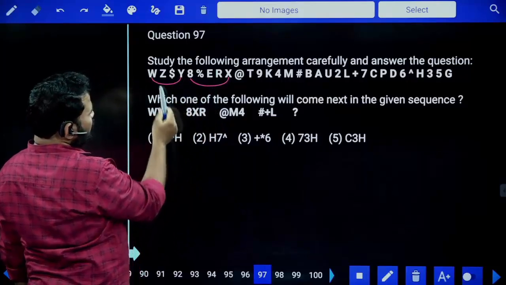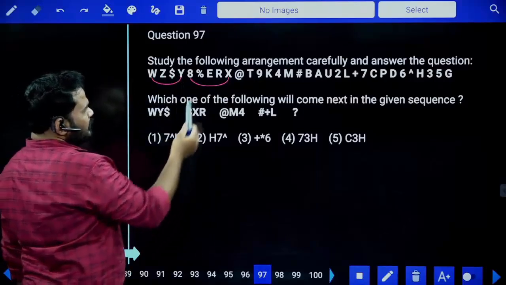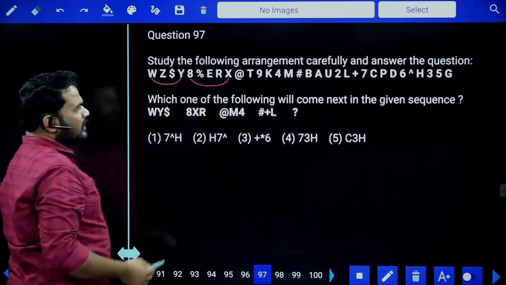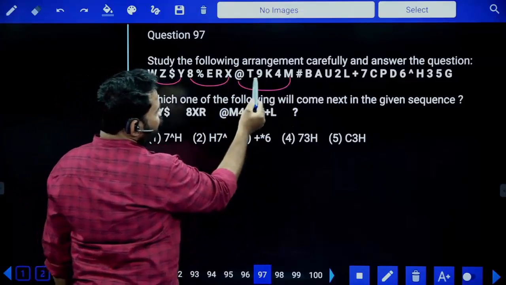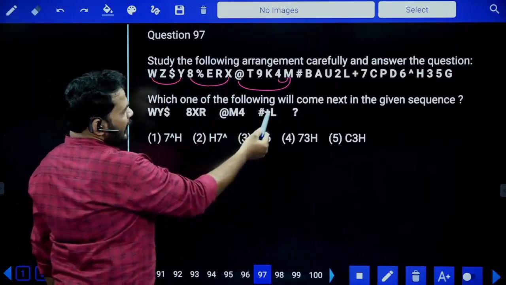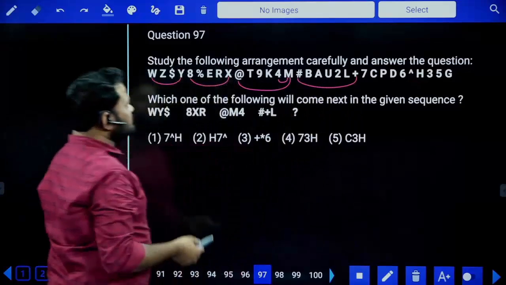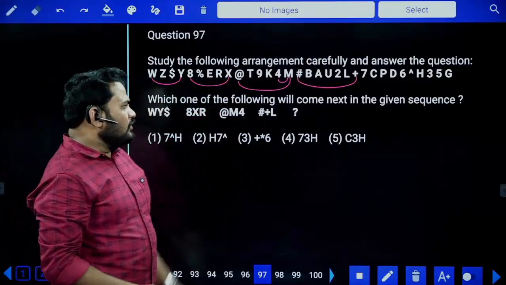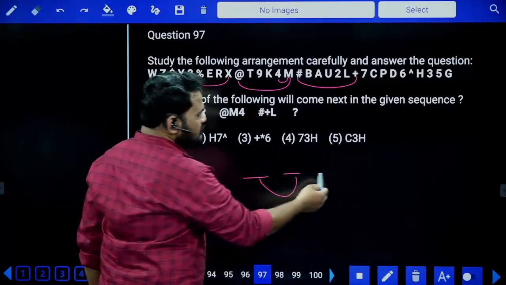Here we have W and Y, between W and Y we have 2 elements, and the immediate left of Y is dollar. Next, we have 3 elements between 8 and X, and the immediate left of X is R. After that, at the rate and M. Between at the rate and M we have a 4 element gap, and the immediate left of M is 4. Next, hash and plus, between hash and plus there is a 5 element gap. Then we will definitely get a 6 element gap between the next two, and then the next element will be immediate left of this one.